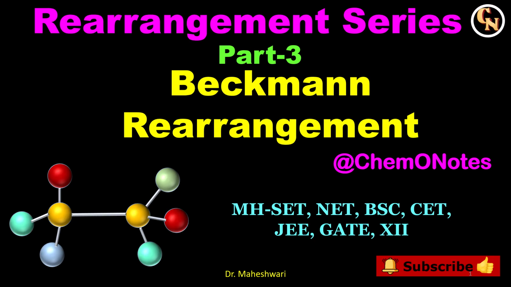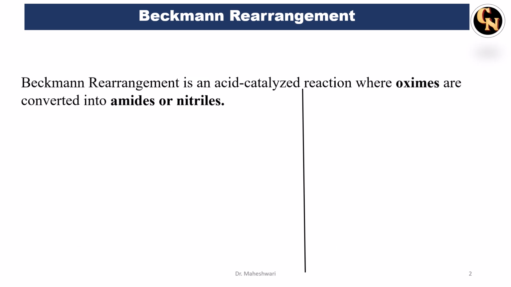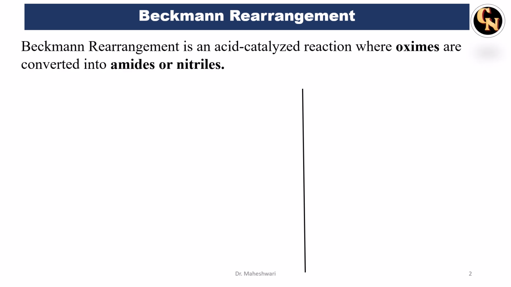So let us start with the Beckmann Rearrangement. The Beckmann Rearrangement is an acid catalyzed reaction where oximes are converted into amides or nitriles. So students, in the Beckmann Rearrangement reaction, we should first understand that there are three things we should know. One thing is that it is acid catalyzed, then oximes are used, and oximes are converted into amides and nitriles. Now, acid catalyzed, so acids like concentrated H2SO4, phosphoric acid, phosphorus pentachloride, such acids we can use.